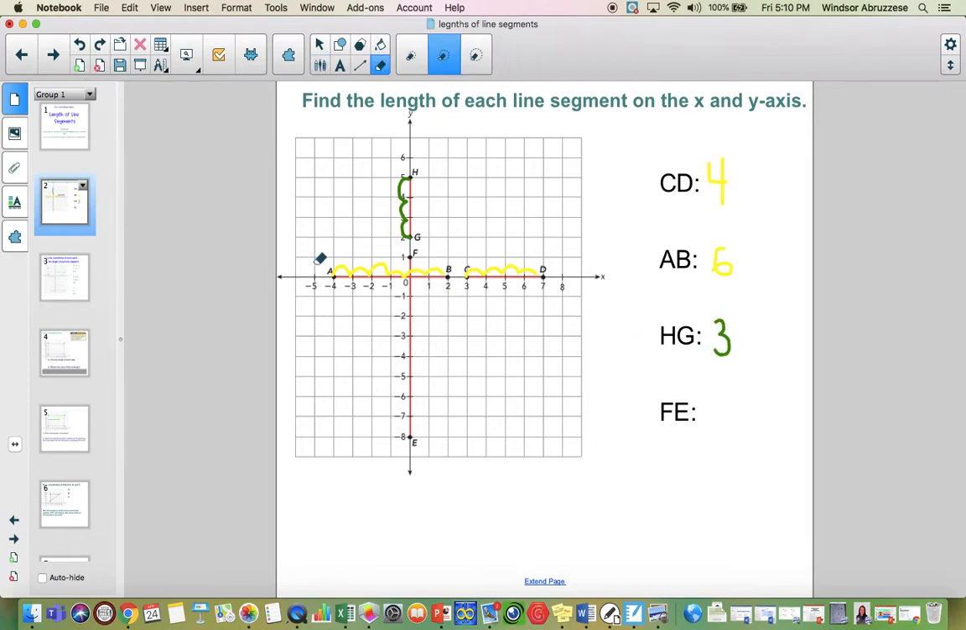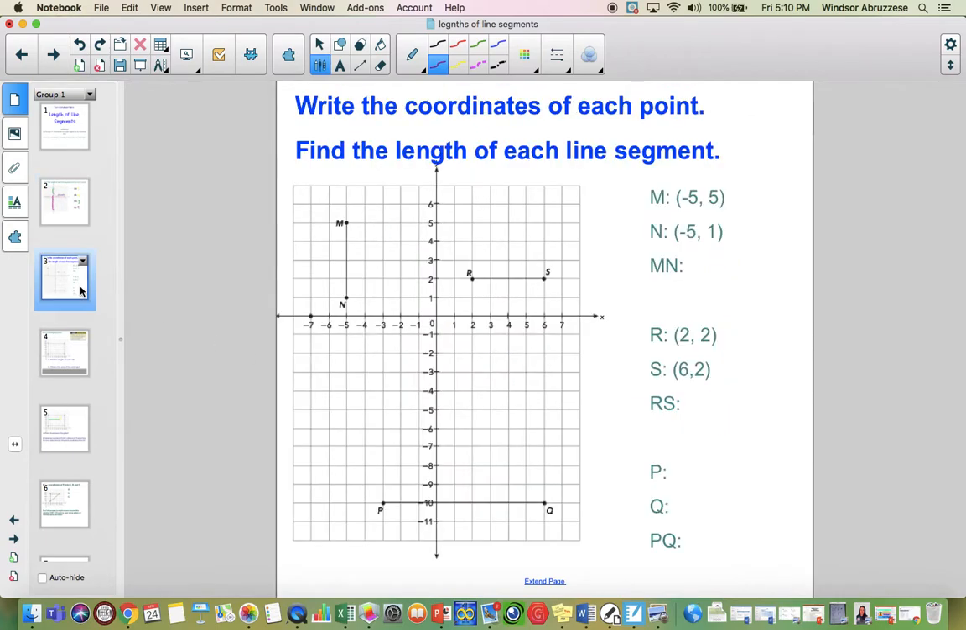Now let me erase this yellow so we can see. We are going to do the last one, which was F to E. But you can do E to F. It doesn't matter. It will still be the same distance. So let's go bottoms up. So I go from -8 to 0 plus 1 more. Can you take a guess as to what that distance is? 1, 2, 3, 4, 5, 6, 7, 8, 9. FE is 9 units.